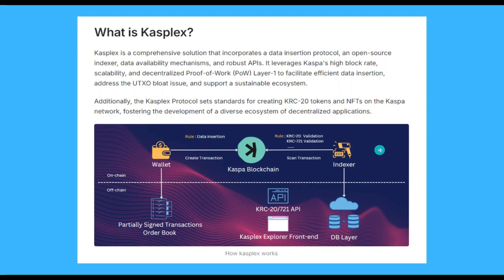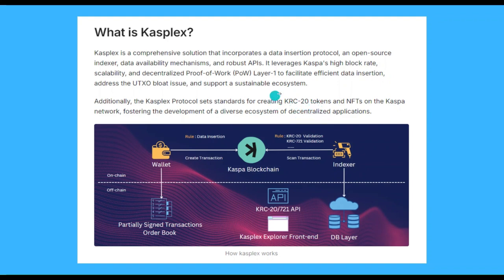So firstly, for anyone who doesn't know, what is Kasplex? This is the official breakdown from the Kasplex website. Kasplex is a comprehensive solution that incorporates a data insertion protocol, an open source indexer, data availability mechanisms, and robust APIs. It leverages Kaspa's high block rate, scalability, and decentralized proof of work layer 1 to facilitate efficient data insertion, address the UTXO bloat issue, and support a sustainable ecosystem. Additionally, the Kasplex protocol sets standards for creating KRC 20 tokens and NFTs on the Kaspa network, fostering the development of a diverse ecosystem of decentralized applications.